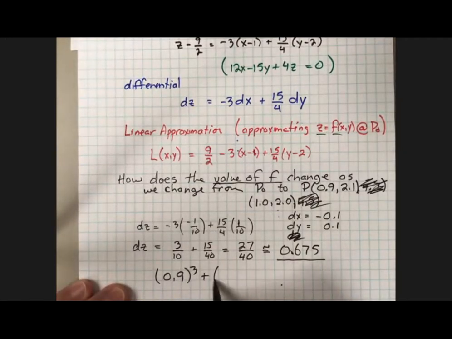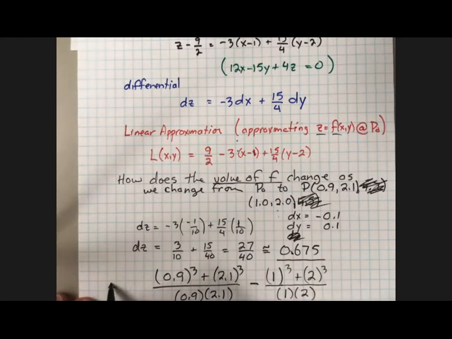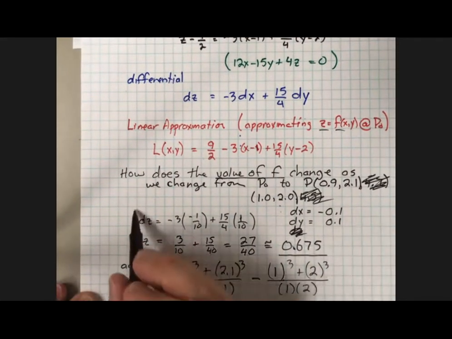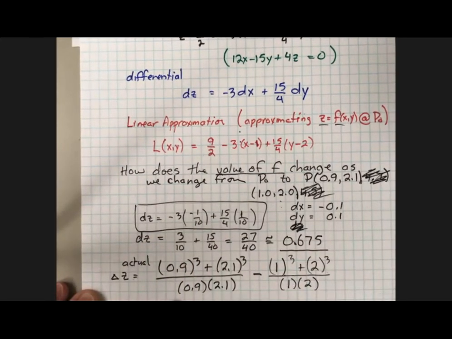Now remember, I have the actual function value, so I could see what happens if I plug in 0.9 cubed plus 2.1 cubed and divide by 0.9 times 2.1. And then I could subtract from that where I used to be, 1 cubed plus 2 cubed divided by 1 times 2. Well, you see, this is the actual change in F. But look at the actual change compared to the estimated change. The differential gave me a quick answer. This is going to give me a lot of pain. I'll take it to the Mathematica notebook and work it out. Not that I couldn't work out this one.